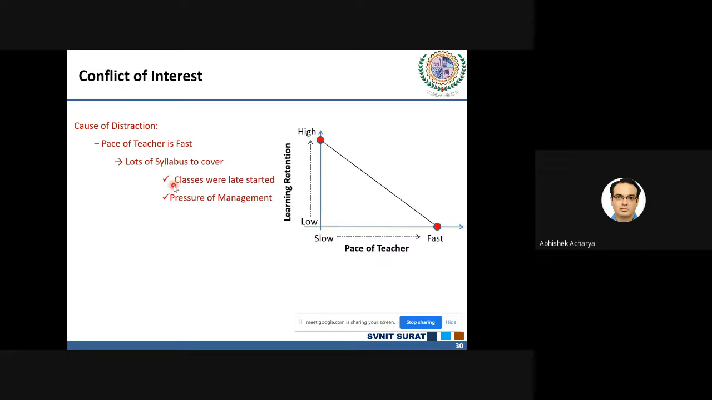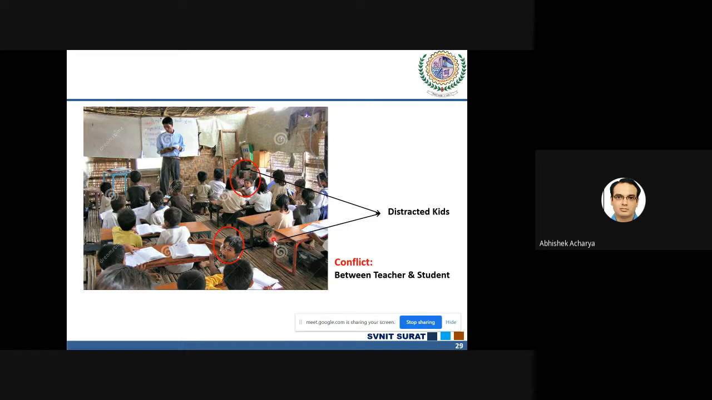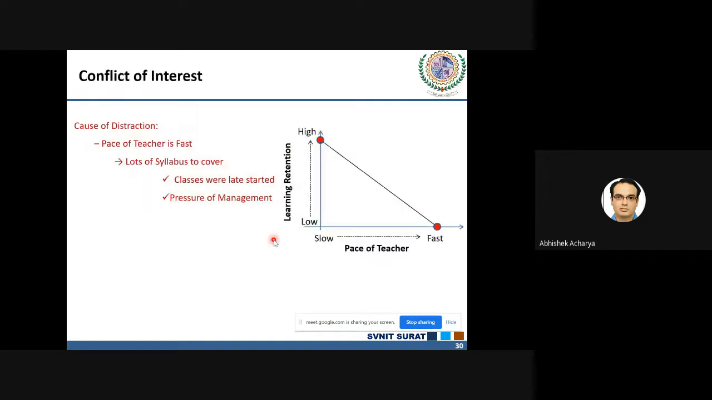Okay, so there could be a number of reasons, but I have listed only one reason, that the pace of teacher was very fast, since I am addressing a problem related to a primary school teacher. That is why this region seems very important to me, because those are small kids, and their learning rate is not very high. So what is happening here? If we look at this graph, this is learning retention versus the pace of teacher. I have taken only two options. Either the learning rate is slow or the learning rate is very high. Either the pace of teacher is slow or the pace of teacher is very high.